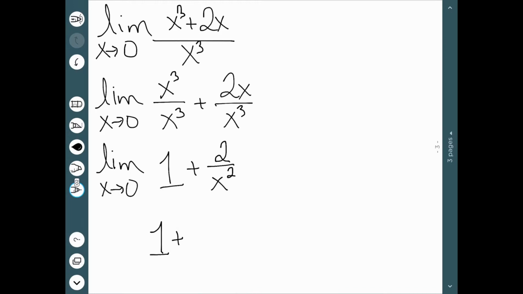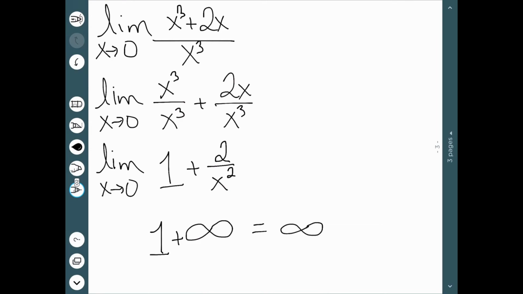It means we need to stick in numbers that are really close to 0, like 0.00001 or negative 0.00001. And as we stick in these numbers that are closer and closer and closer to 0, when we square them, they're going to get even smaller. And then when we put them on the bottom of a fraction, it's going to make this number even bigger. And this is actually tending towards infinity.